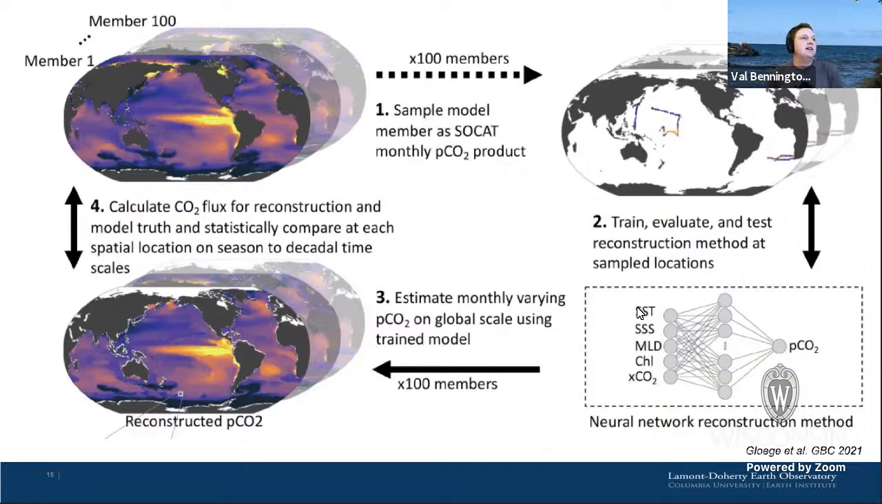In this case, a colleague of mine, Luke Gloege, actually used the neural network that is in use by another data product to build the relationship between observations, which in this case come from the model: sea surface temperature, salinity, mixed layer depth, chlorophyll, and atmospheric carbon, to build that relationship between those model features and modeled pCO2. And then you can estimate pCO2 in all times and locations using the machine learning algorithm.